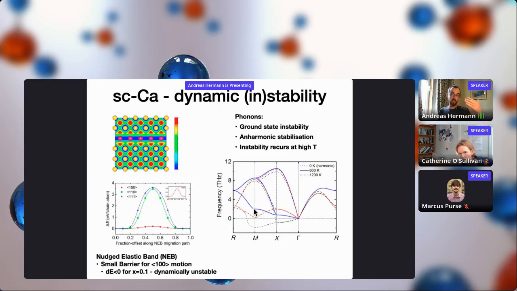But as the temperature increases further, because the barrier is so small, atoms will eventually probe the maximum and will be able to move freely through the crystal. And so at 1200 Kelvin, that mode softens again and reaches 0. And just above that temperature is where diffusion will set in, because you effectively have a ground state instability on the lattice that is stabilized by thermal fluctuations. But at high temperature, the instability comes back in because the barrier against the concerted motion is so low.